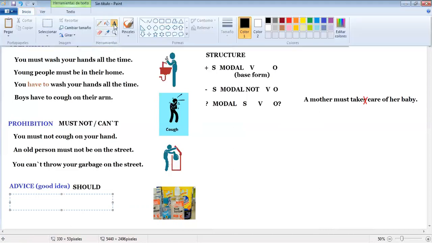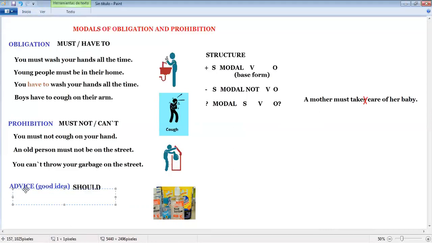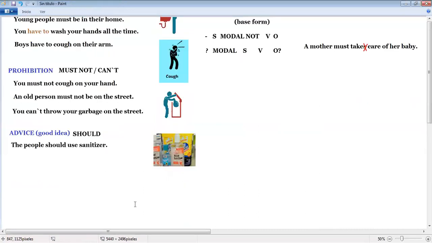Entonces puedo decir, ¿cuál es una buena idea? Un consejo es utilizar sanitizador, ¿no? Sanitizer. Aunque también se recomienda utilizar jabón. Pero también es una buena idea utilizar sanitizador. Entonces puedo escribir, the people should use sanitizer. That's it. Las personas deberían utilizar sanitizador. People should use sanitizer. All right.